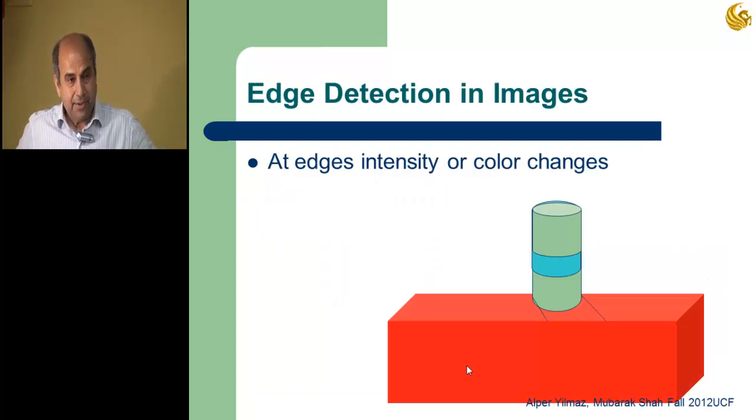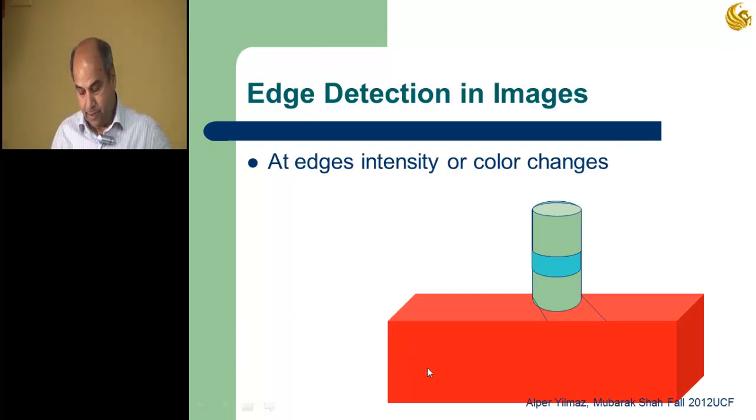So now edges, as we talked about, are places where something changes. There's a discontinuity. So here, see in this one there's an edge. This is an edge because this is completely white, this is red, so there is a big change. Again, there's an edge here.